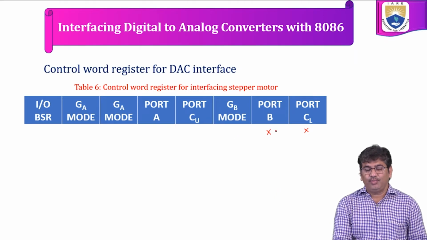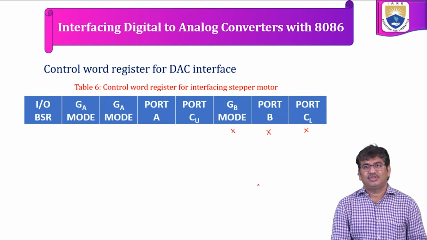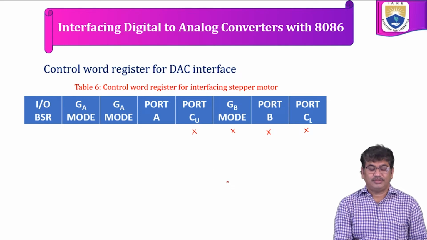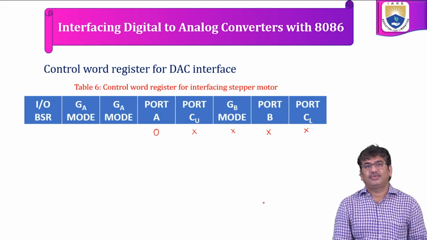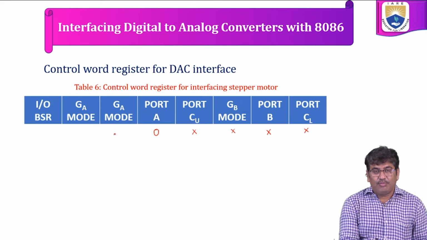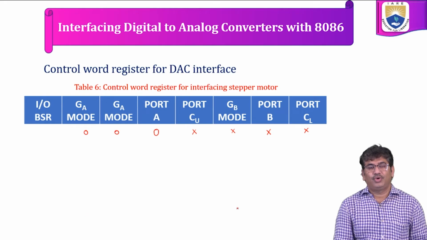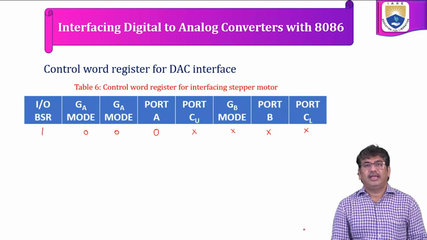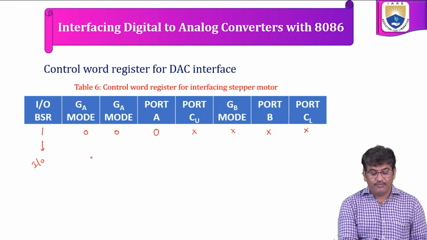As we are not using port B and port C lower, the mode for group B is also a don't care. Port C upper we are also not using, whereas port A we are using, and that is in output mode, so we have to write this value as 0. The mode of operation we are selecting is mode 0 for port A, and as it is I/O mode, we have to write the MSB value as 1. So this is for configuring the 8255 in I/O mode.